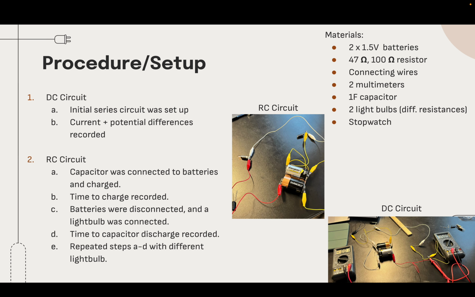For our DC circuit, we set our initial circuit up and we simply recorded current and potential differences. For our RC circuit, our capacitor was hooked up to the batteries and charged, while the time to charge was recorded. Afterwards, the batteries were disconnected and a light bulb was connected, and the time to capacitor discharge was recorded. And these steps were repeated with a different light bulb.